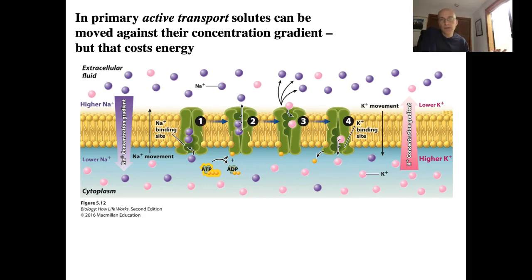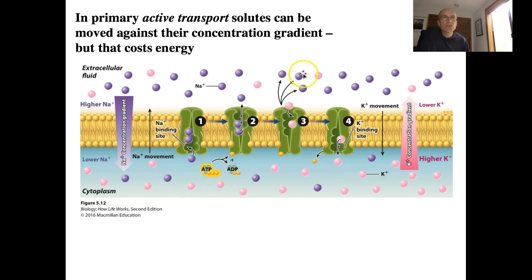The concentration gradient is currently greater here than on the outside, so nothing can come in. It would be great to utilize all of that, and that is when the concentration gradient gets circumvented by what's called active transport. That costs a little bit of energy, and I want to show you how that works. In primary active transport, solutes can be moved against their concentration gradient by the use of energy.